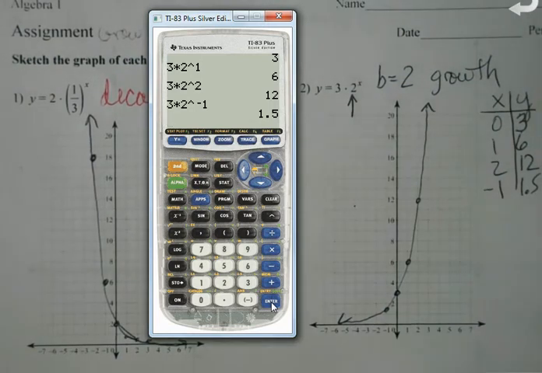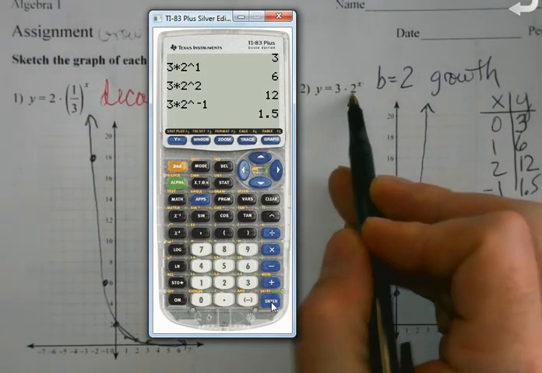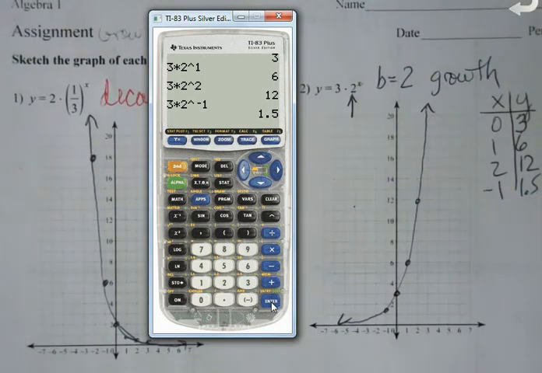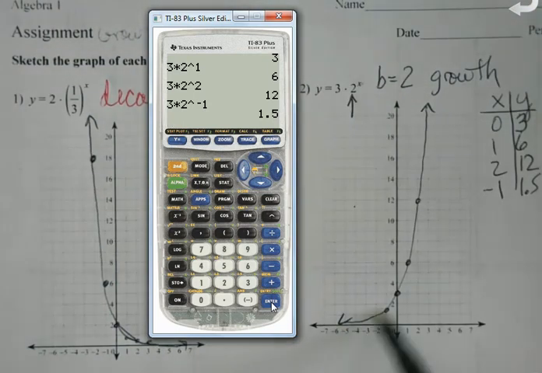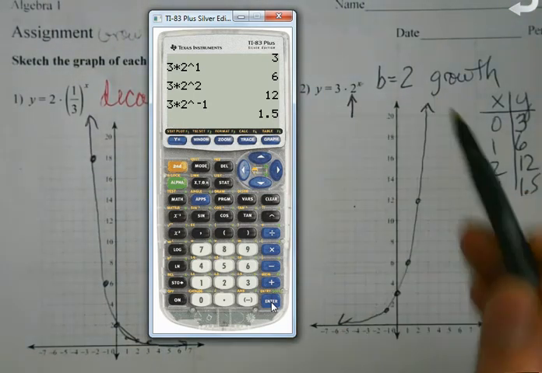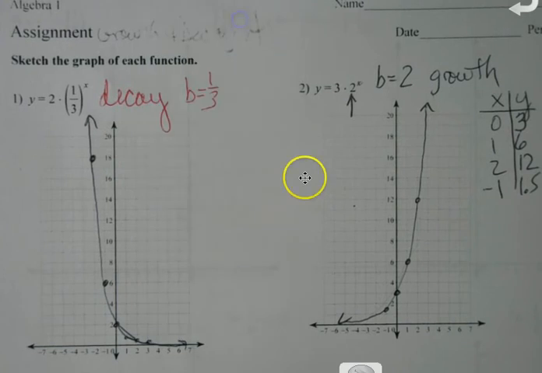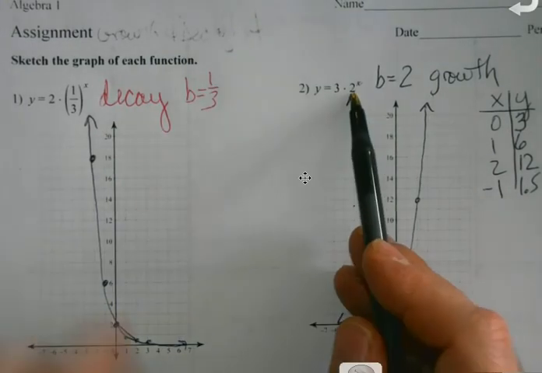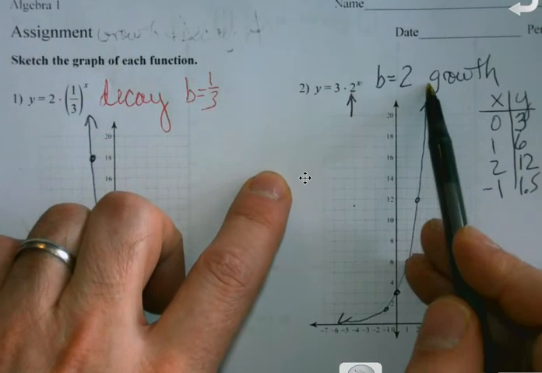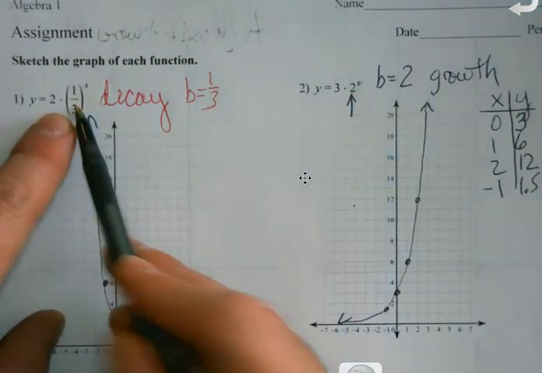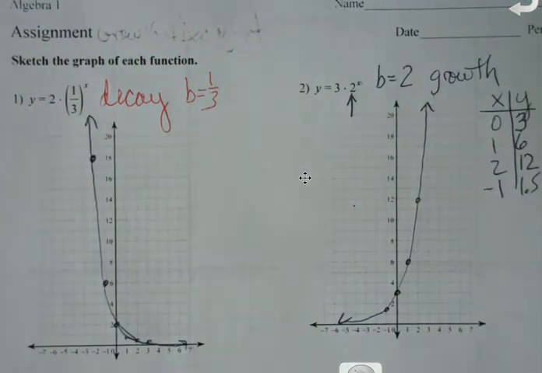What would 1.3 be? Because whatever number I'm taking to this x exponent always tells me, before I even look at a picture, if it's going to be growth, going up to the right, or if it's going to end up being decay. So if it's bigger than 1, my graph's going to go up to the right. If it's less than 1, my graph's going to go down.